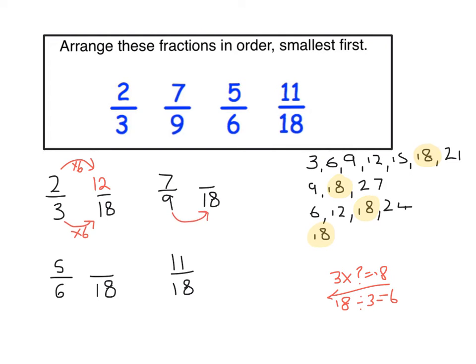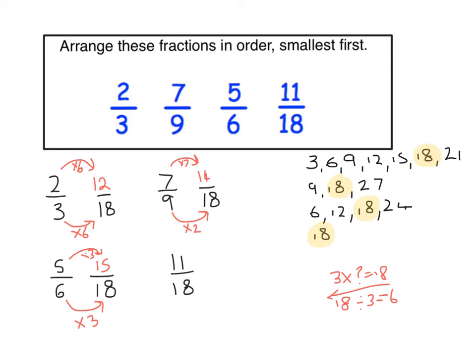9 to 18, I've times by 2. So I need to times the top by 2, which is 14. 6 to 18, I've times by 3. So I need to times the top by 3, which is 15. And like I said, 11 over 18 is already over 18.